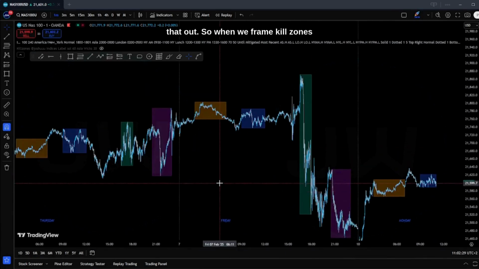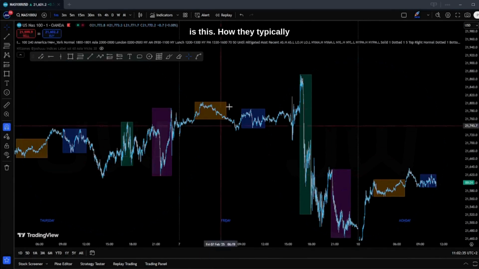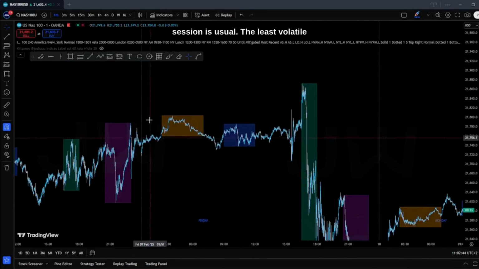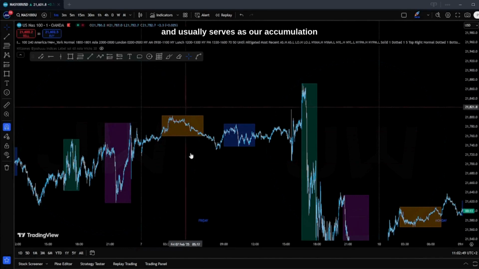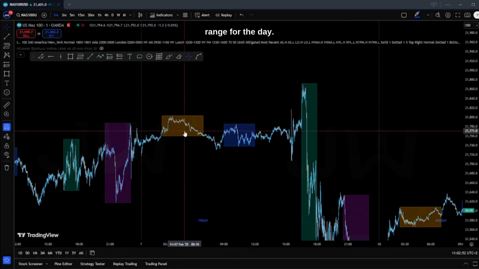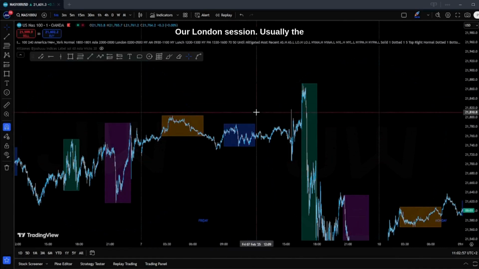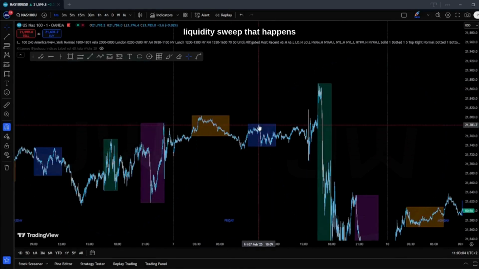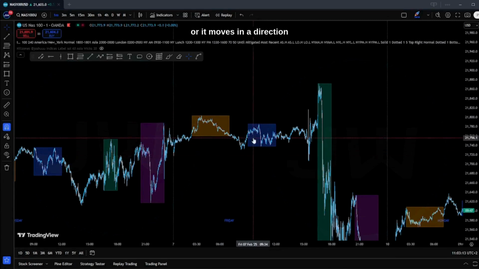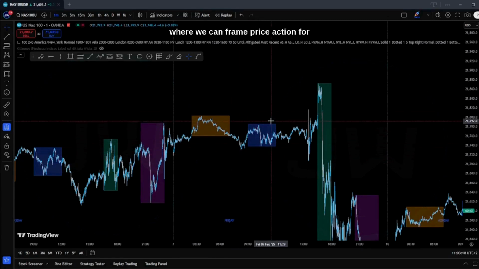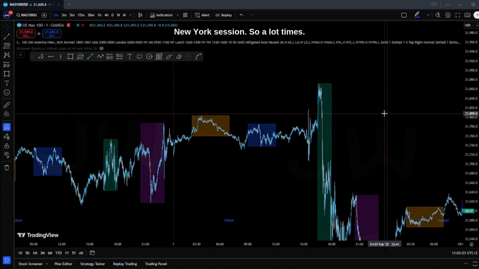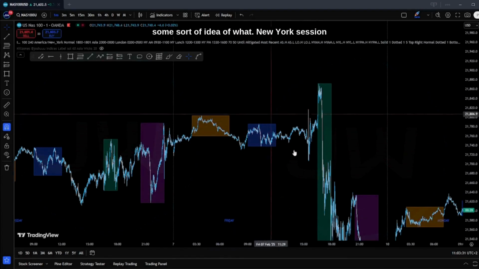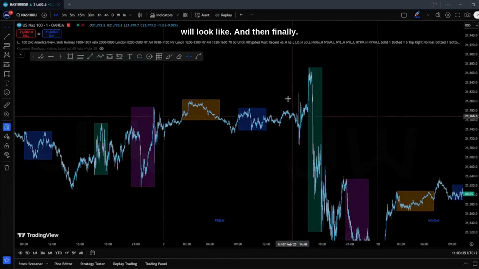So when we frame kill zones, this is how they typically work. For indices, the Asian session is usually the least volatile and usually serves as our accumulation range for the day. Our London session, usually the first couple hours, is either a liquidity sweep that happens, or it moves in a direction where we can frame price action for the New York session. So a lot of the times traders will look to London session to have some sort of idea of what New York session will look like.